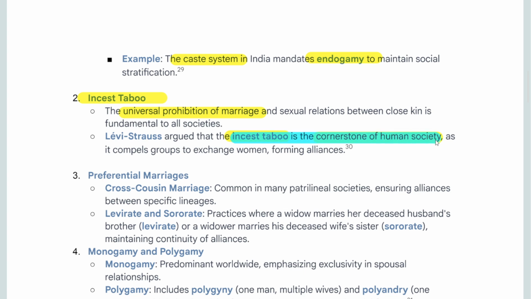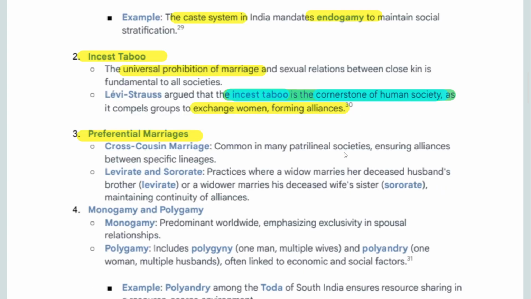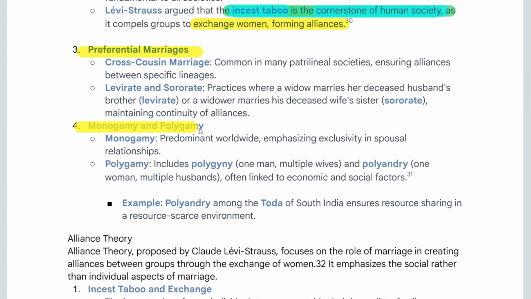In a way, yes. His argument is that the taboo forces groups to look outside their immediate family for partners. It compels the exchange of individuals, typically women, in his original theory. Okay. And this exchange transforms biological relationships into social alliances. Marriage becomes this system of reciprocal exchange, creating interdependence, creating social glue. So the rule creates the need for connection.